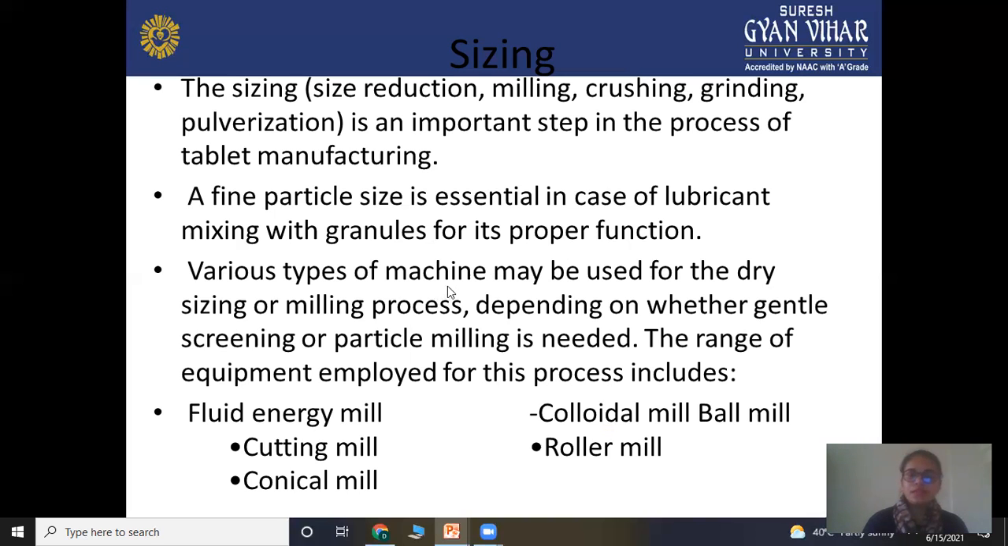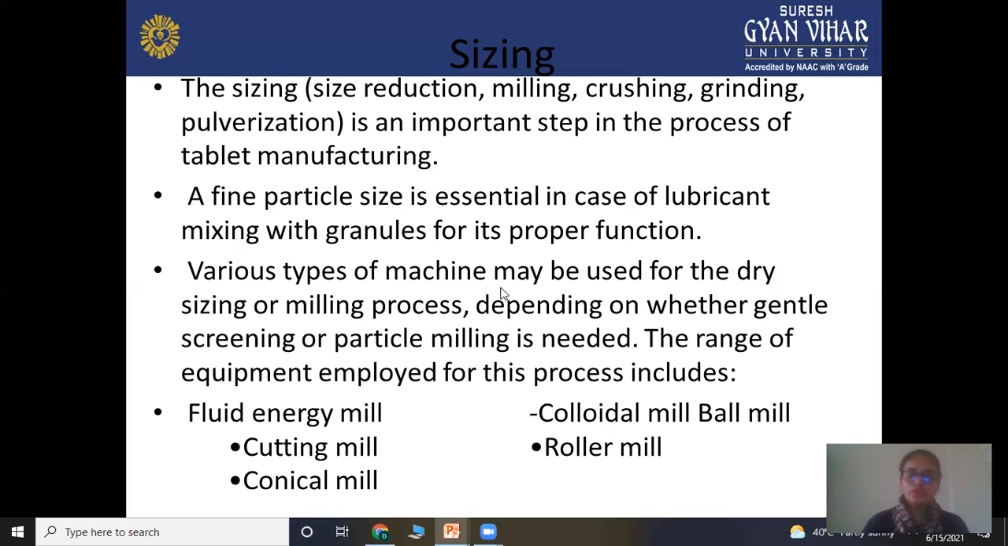Next, various types of machines may be used for the dry sizing and milling process. Different machines are available for sizing and milling, depending on whether gentle screening or particle milling is needed. The range of equipment applied for this process includes, first, the fluid energy mill, then the cutting mill, conical mill, and next the colloidal mill and roller mill. These are the machines mainly used for sizing or size reduction of the granules or particles.